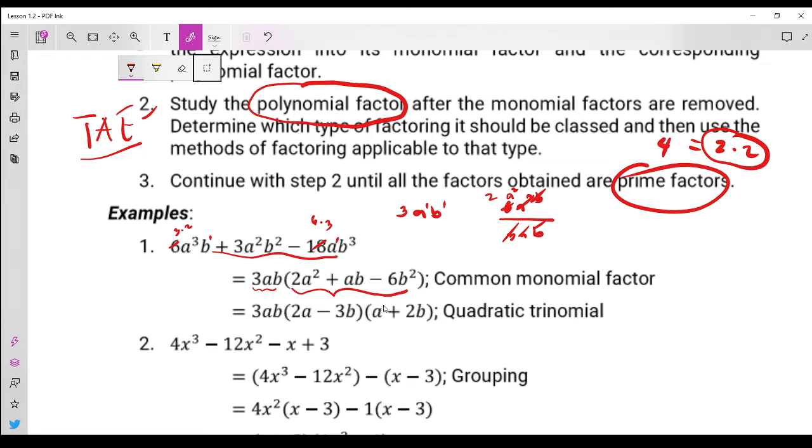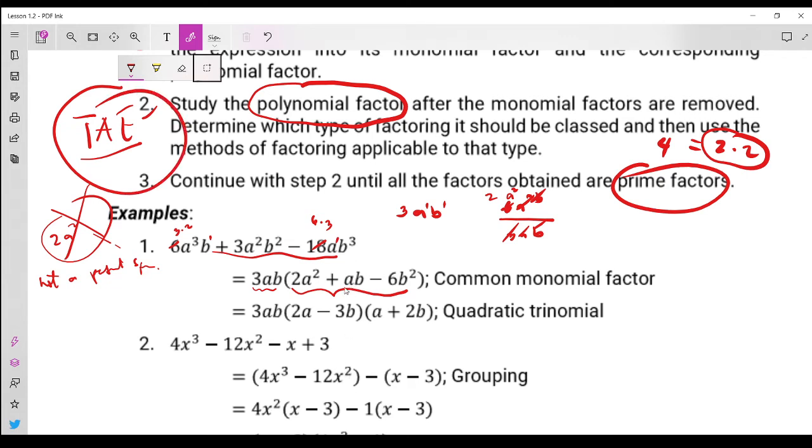Is this a PST? Obviously, class, 2a squared is not a perfect square. So the first condition is not satisfied, meaning this one is not a PST. So this is just a GQT. When it is a GQT, then we will apply the trial and error method.